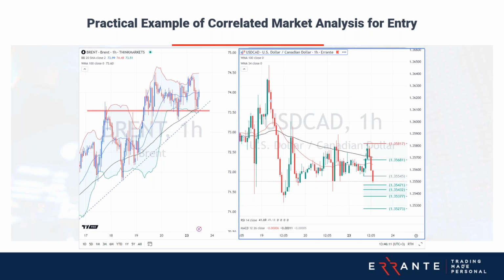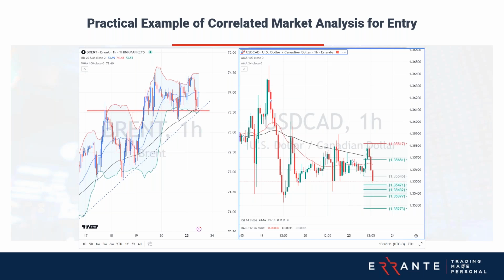So you see, based on the correlation between Brent oil and the Canadian dollar, consider shorting USD CAD as long as Brent continues its uptrend. The break below 1.355 is an entry signal to ride the short position down to the next support levels. So you can project your targets using Fibonacci extension.